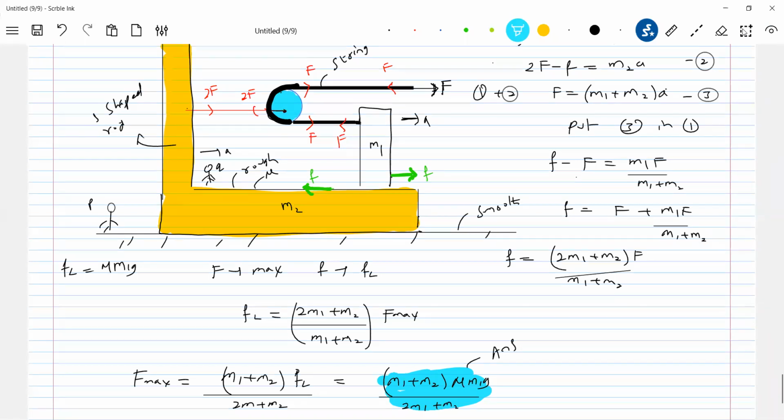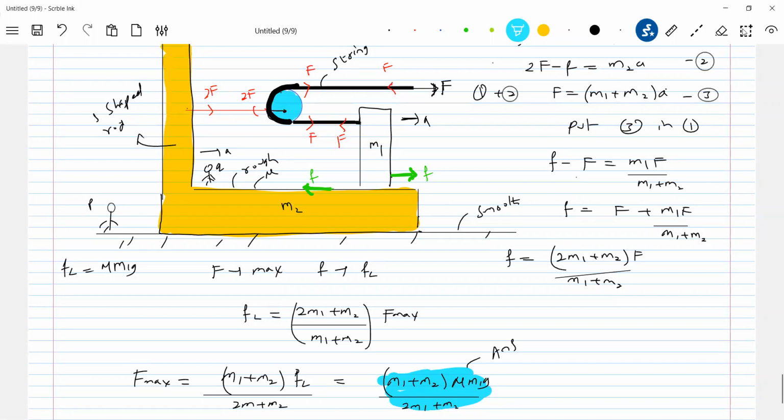So like this, you'll get some different things, not just like only one block kept on another block. So you may get a string, pulley, or even a spring will come. So you have to be alert with the other applications part. Block upon a block is just a basic idea. These are the applications.